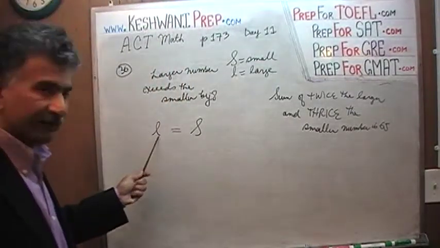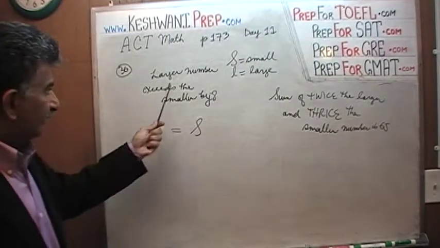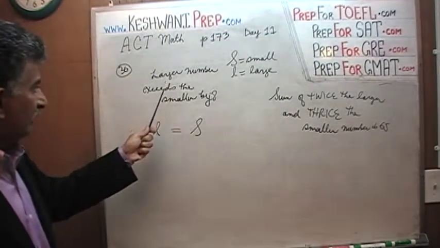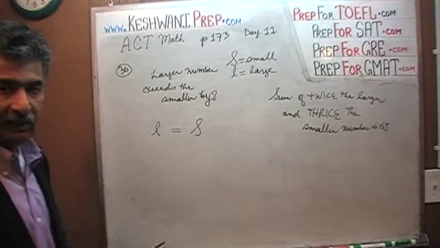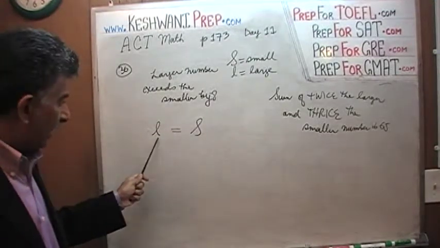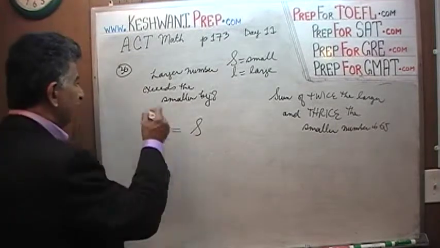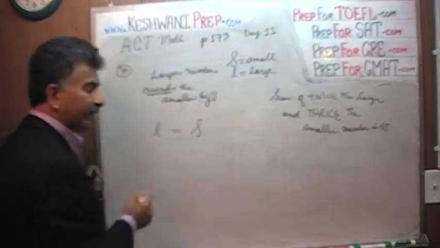What this tells me is that the large number is the same as the smaller number. That's not what this says. It says the larger number exceeds the smaller number by 8. Whatever the smaller number happens to be, the larger number is 8 more than the smaller number. That's what it means. It exceeds the smaller number by 8.